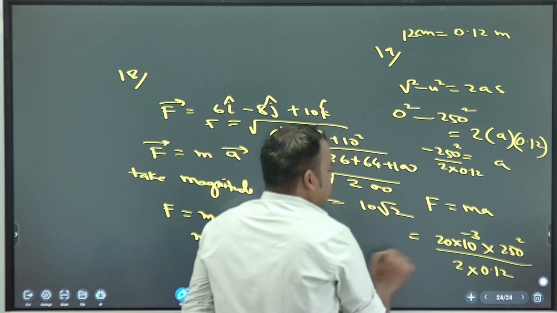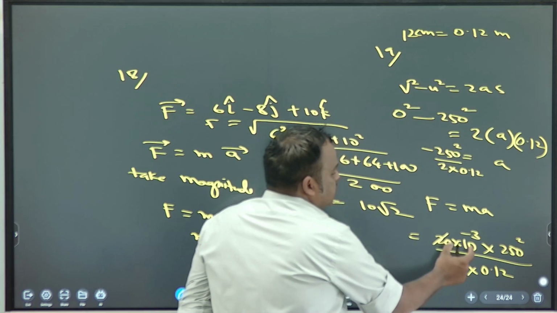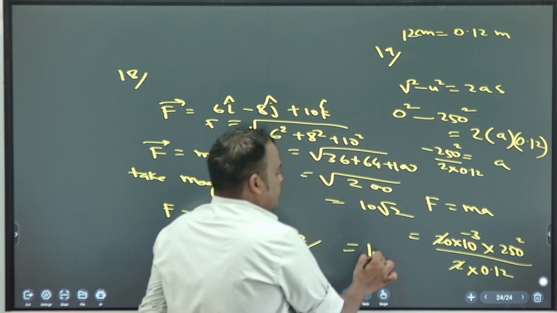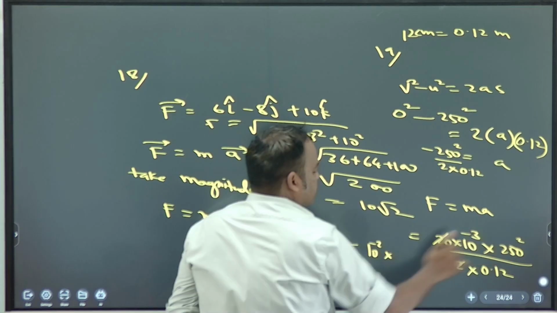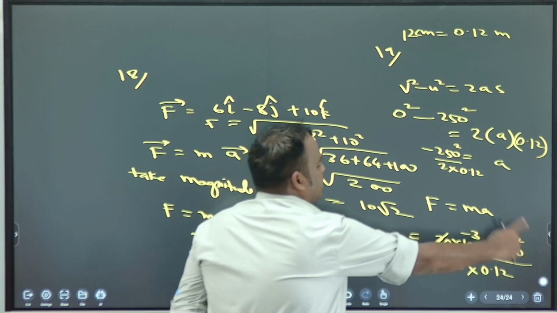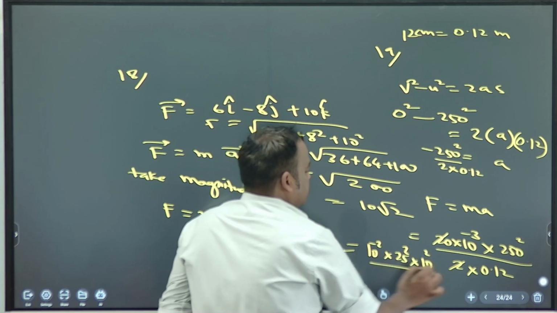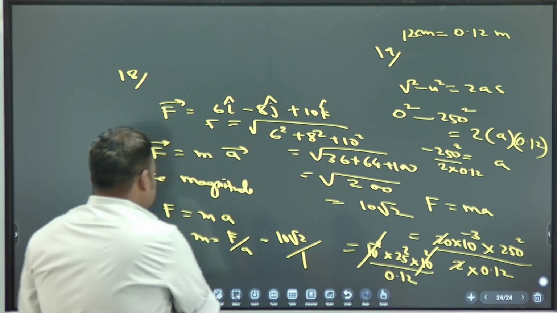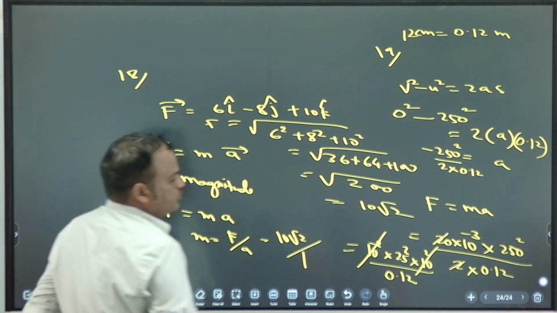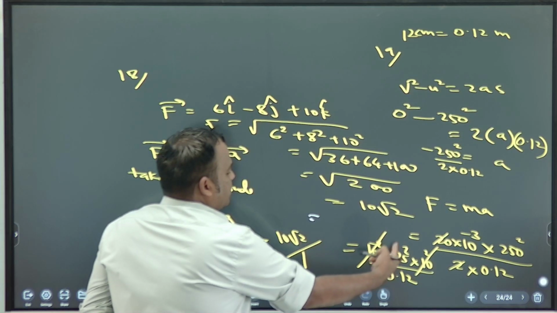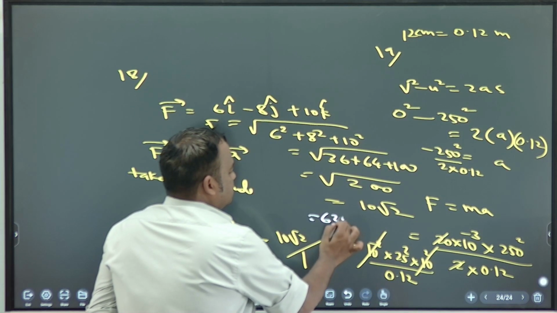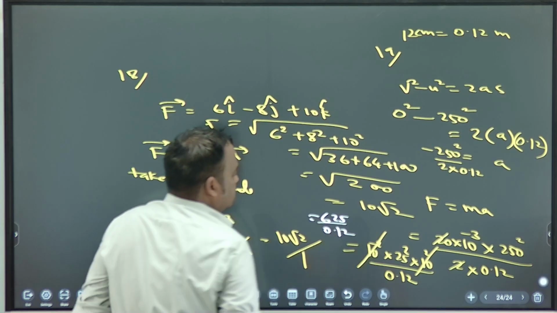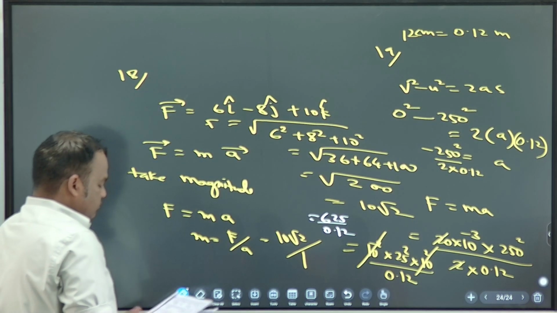2 into 2 to cancel. Okay. Then this is 10 raised to minus 2, 10 raised to minus 2. 25 square and then 10 square. Okay, understood? Divided by 0.12. 10 raised to minus 2, 10 square, cancel. Now, so this is 25 into 25, 625 by 0.12.